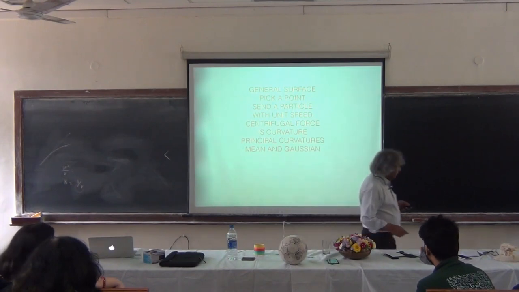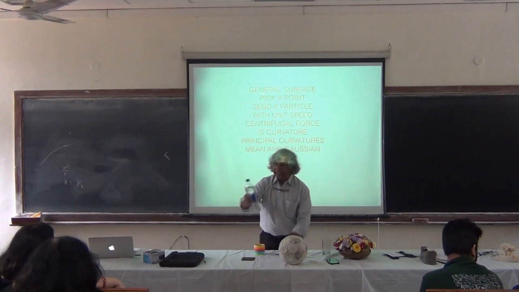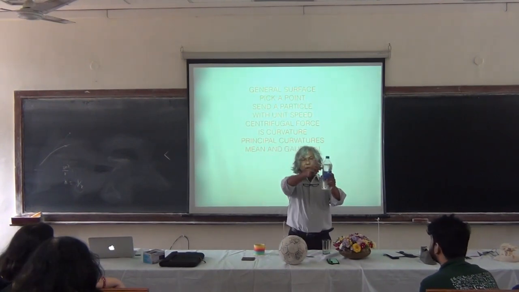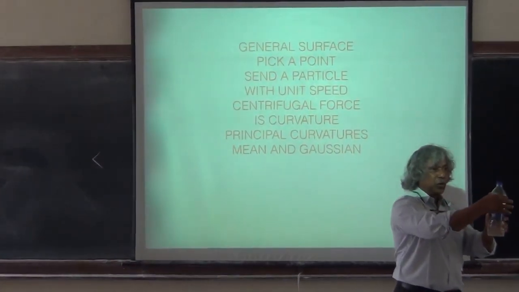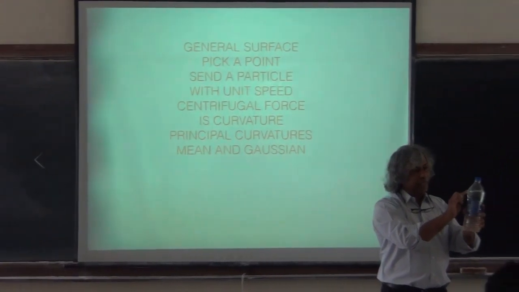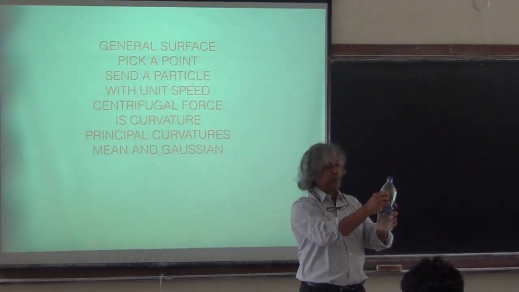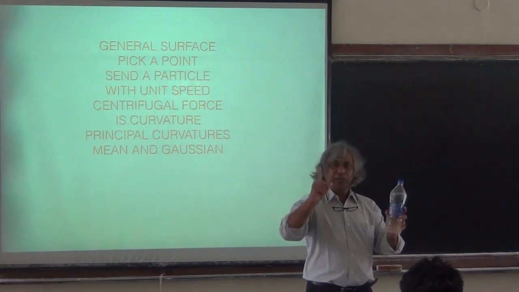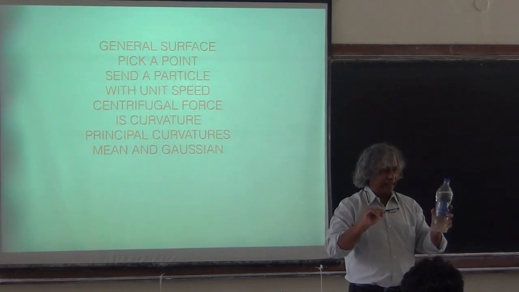But I can think of other surfaces. Let me think of something here. Now, if I take this bottle here, if I come down this way, there's one curvature. If I come down this way, there's a different curvature. Yeah? The two curvatures are not equal. You can show that there's a direction of minimum curvature and maximum curvature. These two directions are at 90 degrees to each other. That can be shown quite generally.